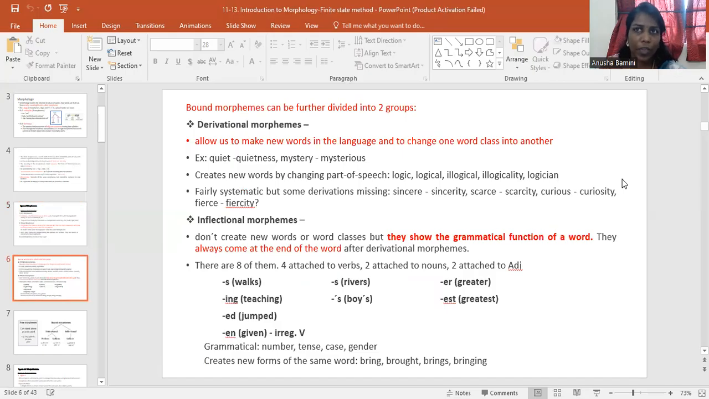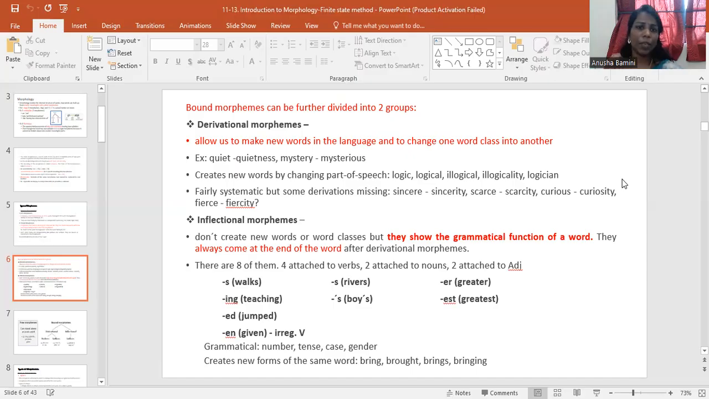So this bound morpheme can again be divided into two types: the derivational morpheme and the inflectional morpheme. Derivational morpheme means it allows us to make a new word in a language and to change one class into another. With a bound morpheme, we add either a prefix or a suffix. Derivational means it makes a new word and changes the class of the word into another, so when you add a prefix or suffix, the entire meaning of the word is different. That is called a derivational morpheme.